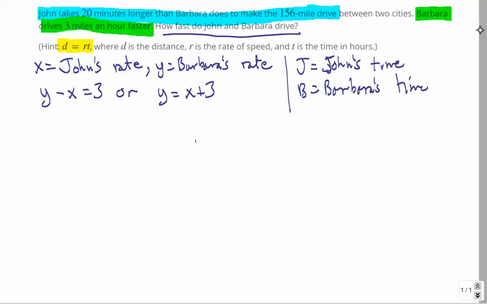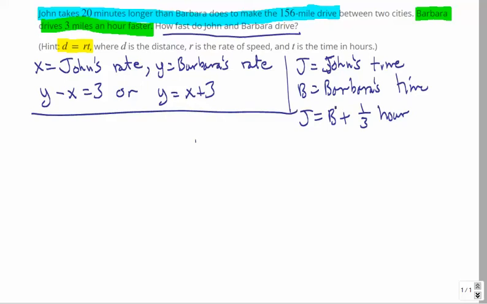Well, one thing we know is that John takes 20 minutes longer than Barbara. So John is equal to Barbara plus 20 minutes. Well, everything's in miles per hour when we do our rates, so we have to figure out what 20 minutes is in terms of an hour. Must be 1/3. So John's time is Barbara's time plus 1/3 of an hour. Okay, now what is John's time and Barbara's time?